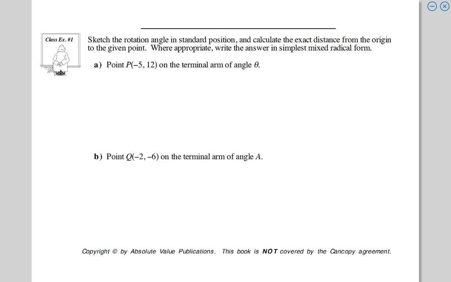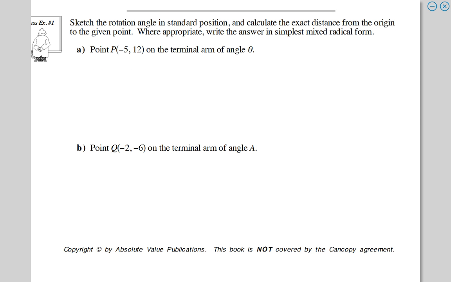Let's take a look at this first example. Sketch the rotation angle in standard position and calculate the exact distance from the origin to the given point. Where appropriate, write the answer in the simplest radical form. So that's basically what I just said.